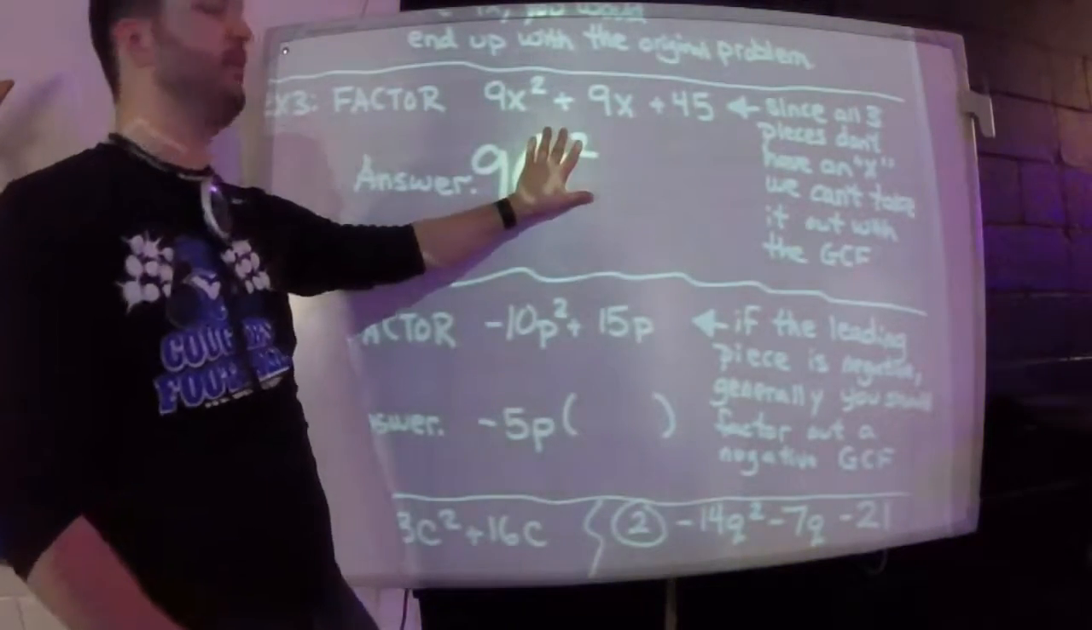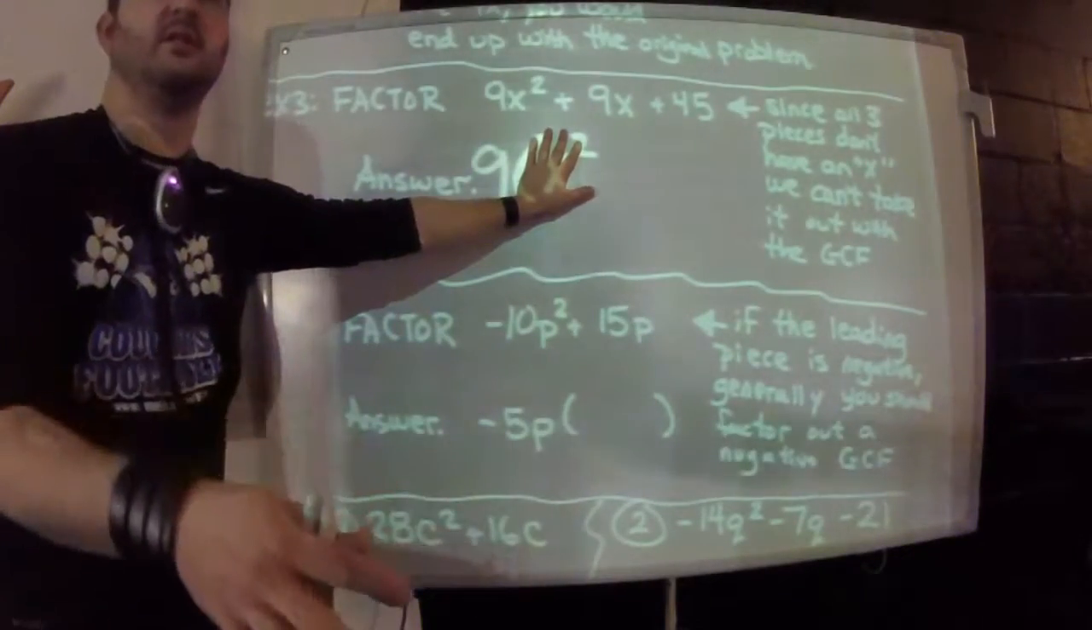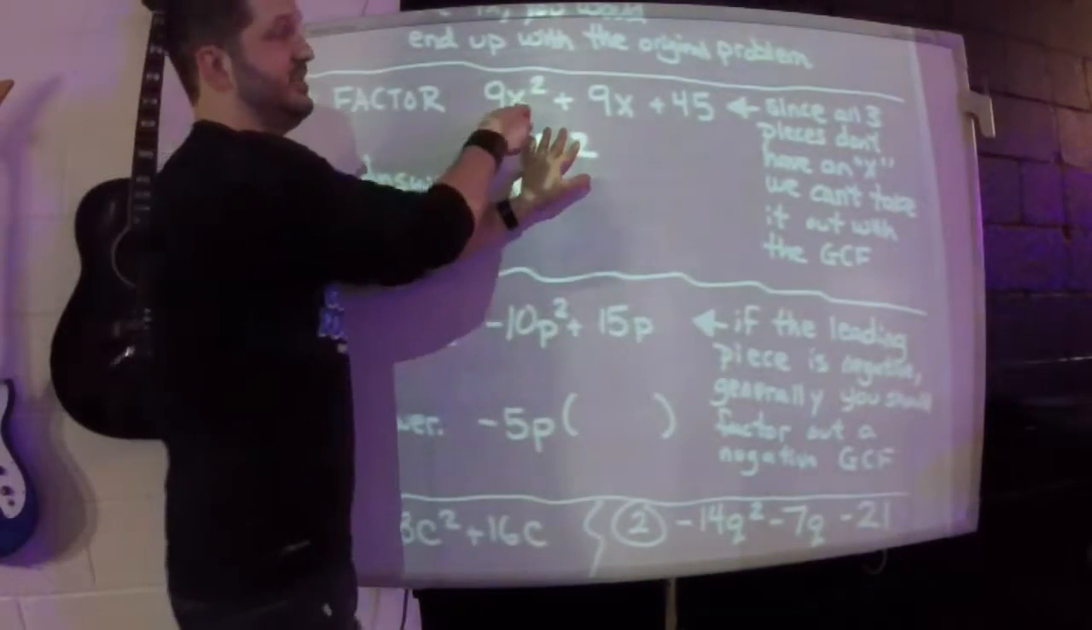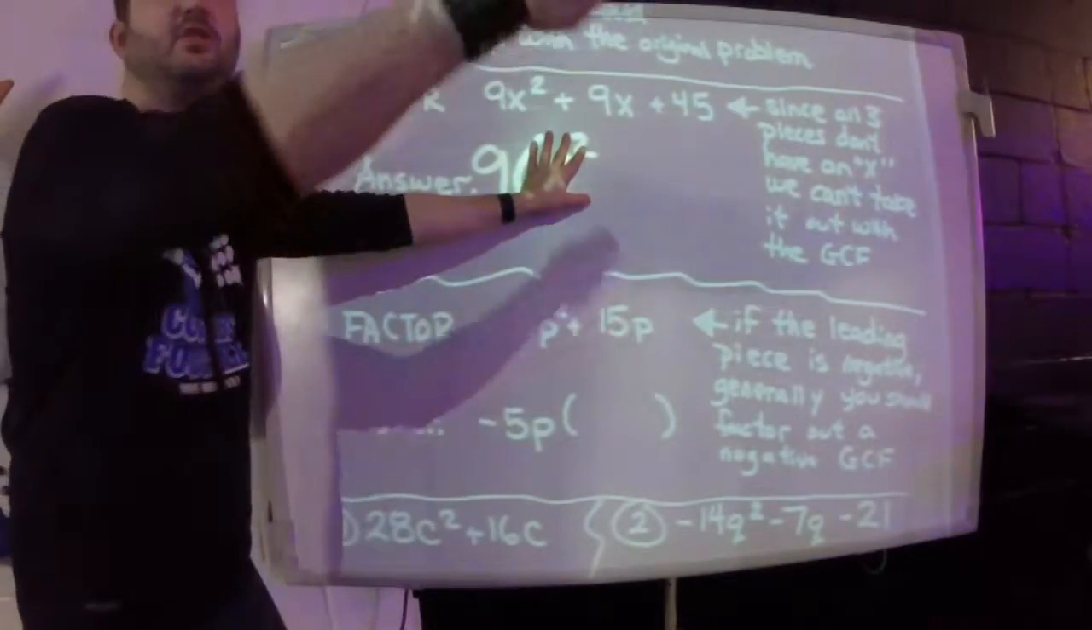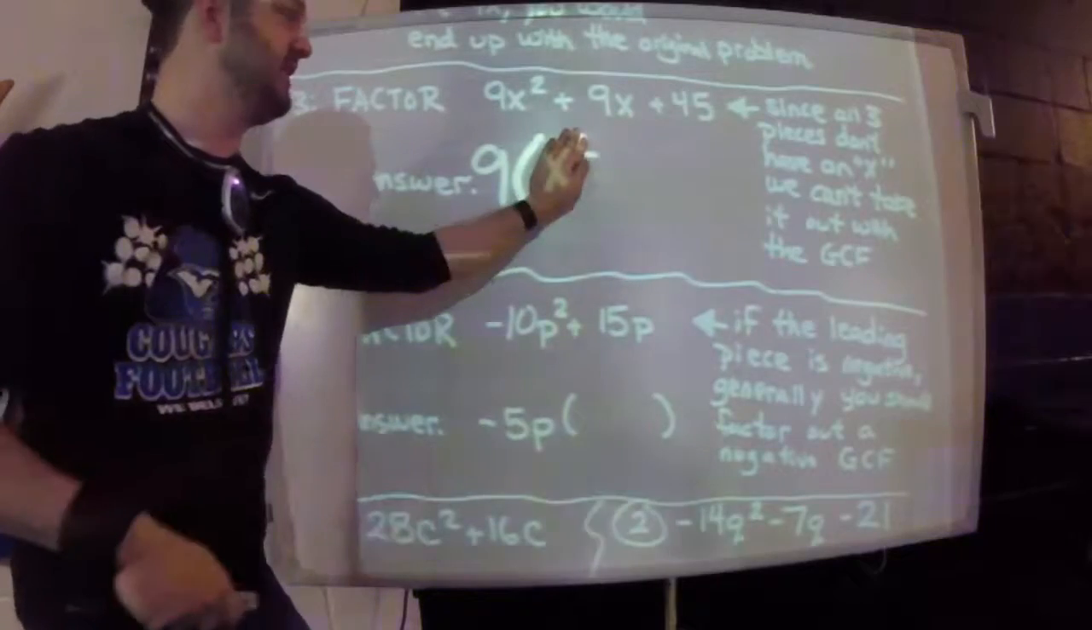All right, we write the 9. I want you to write the 9 first. Okay, and then just make sure if all 3 pieces don't have an x, then you're ready to put your parenthesis in. So you put your parenthesis.